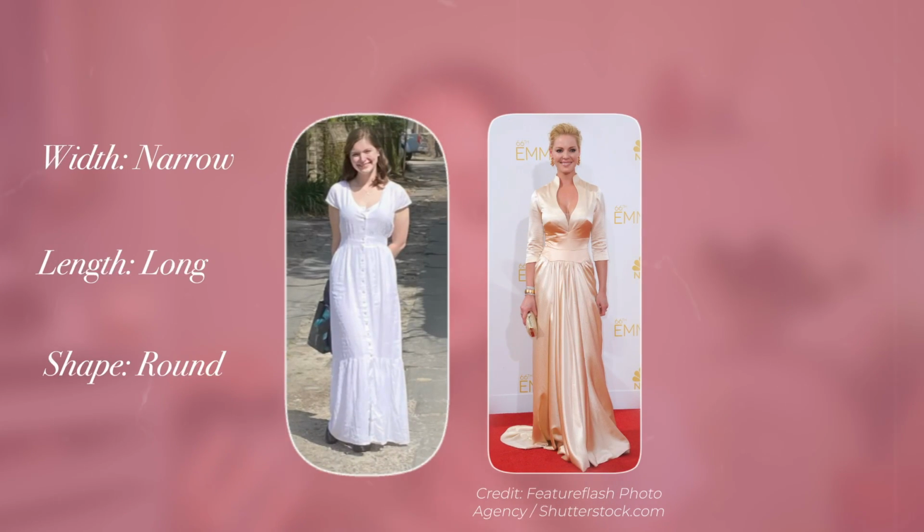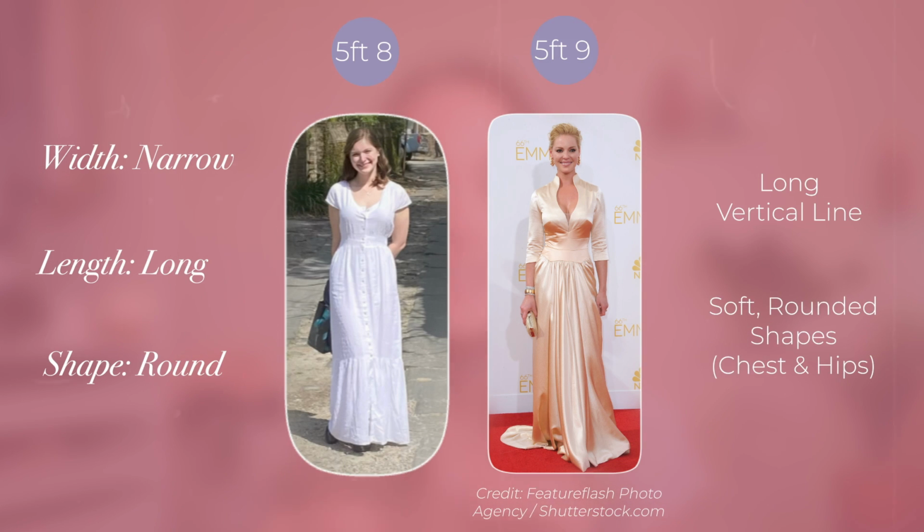This type is narrow, so they're not broad, they have narrow shoulders, they tend to have a delicate bone structure, they have a long vertical line, which means they look long and they're typically tall, and they have soft, rounded shapes in their chest and hips.